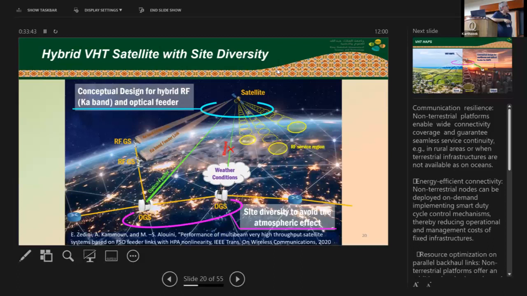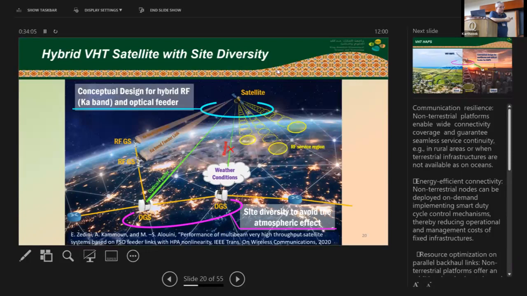So if you have a cloud that blocks your signal, that's why you need what we call site diversity. If you have a block here, you need a network of optical gateway stations. For example, a study done in Europe showed that you need roughly 9 optical gateway stations scattered throughout Europe to guarantee 99.99% availability of your satellite feeder link. So that's one potential application.